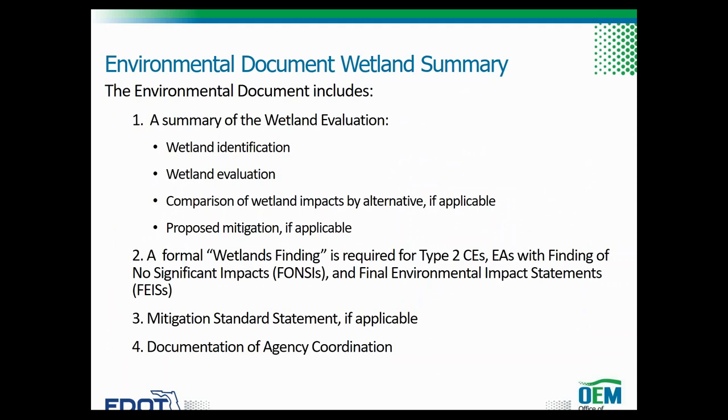Regardless of the class of action, the environmental document for a project with potential wetland involvement must include a summary of the wetland evaluation. The wetland summary must include the wetland identification and results of the wetland evaluation. The wetland summary should also include, as applicable to the project, a comparison of wetland impacts by alternative, proposed mitigation, the mitigation standard statement, and documentation of any agency coordination. A formal wetlands finding is required for Type 2 categorical exclusions, an EA with a finding of no significant impact, or FONSI, and final environmental impact statements, or FEISs.